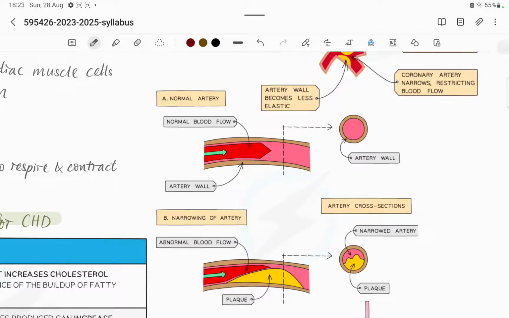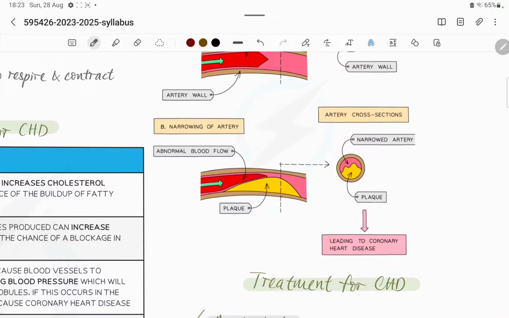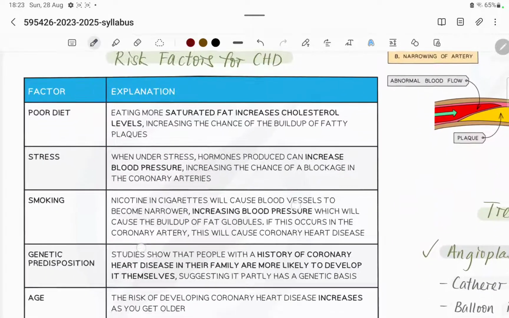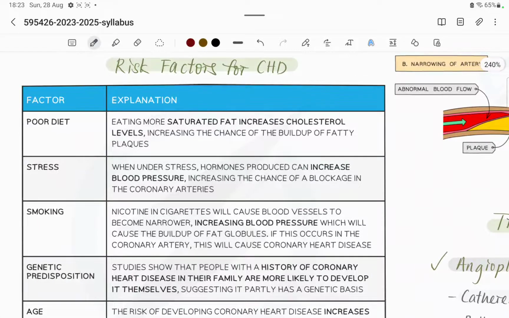Okay, a normal artery is like that, a very healthy artery. And then this one, if plaque is there, then the artery is narrow. So this one will lead to coronary heart disease. Okay, risk factors for CHD. Poor diet. If you eat more saturated fats, this will increase your cholesterol level.